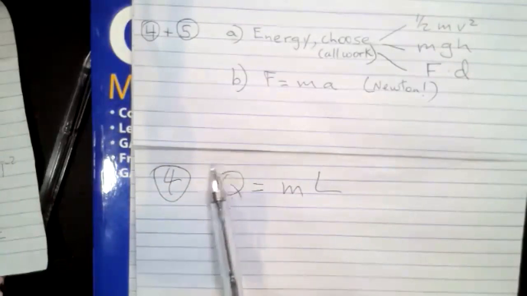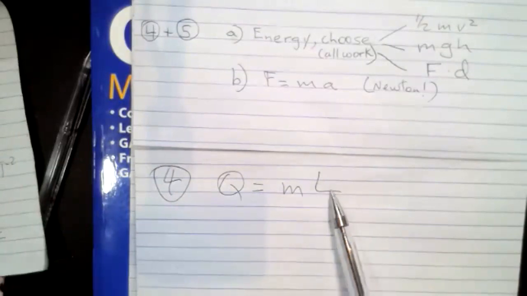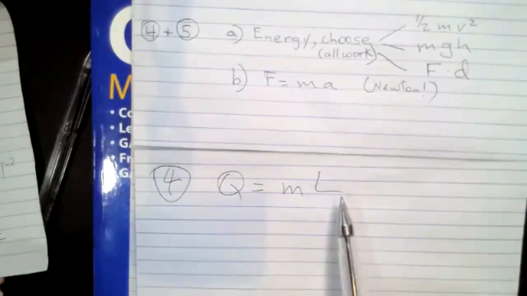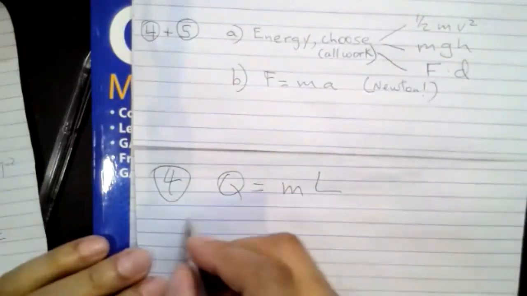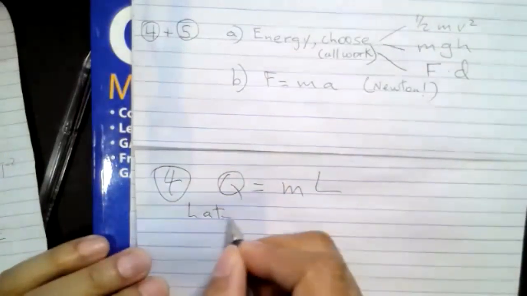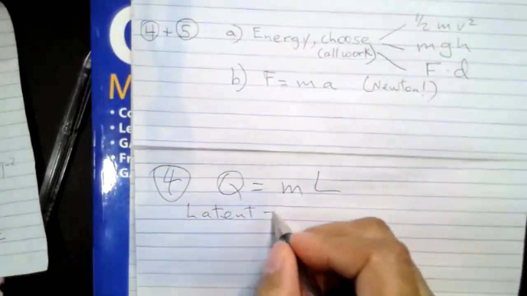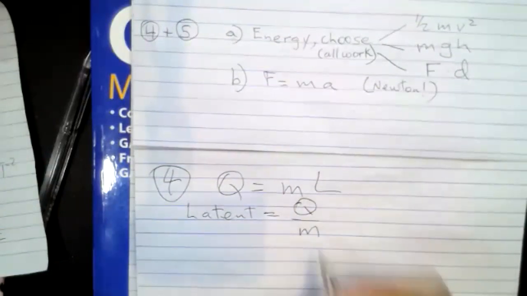And we're told that this is heat energy, and this is the mass, and this is the latent heat. And so we're being asked, what is the dimensional formula for latent heat? So I'm going to just move this around. I'm going to put latent on the left. I'm going to divide both sides by mass. So I will have Q over M.